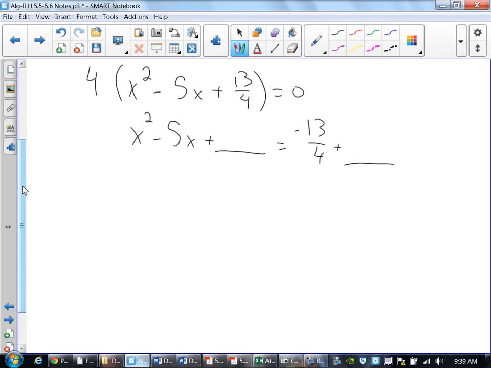And now I go through the process. Half of -5? Well, that's -5 over 2. Where is that going to go? It goes in my parentheses. I square it. When I square a fraction, what's 5 squared and what's 2 squared? 25 over 4. Convenient.